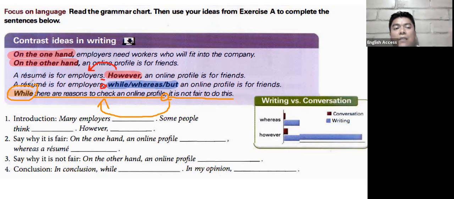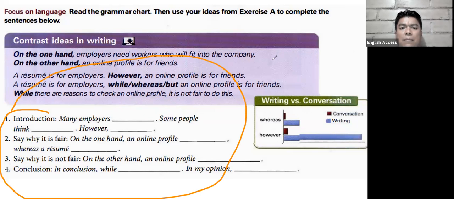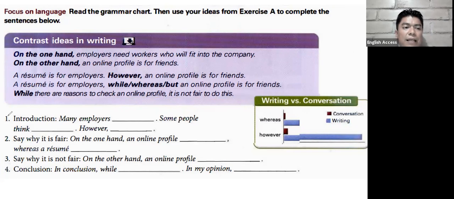Yes? Yes. So to complete your script, you have here this little helper. It already gives you the steps. You have 4 steps to complete the script. Okay? In your notebooks, you're going to follow the steps and write your script. So number 1 is the introduction.